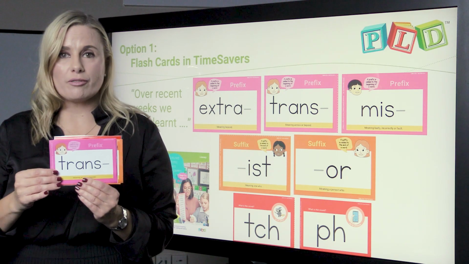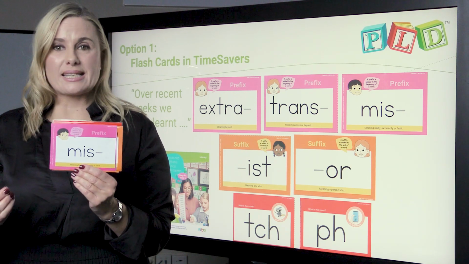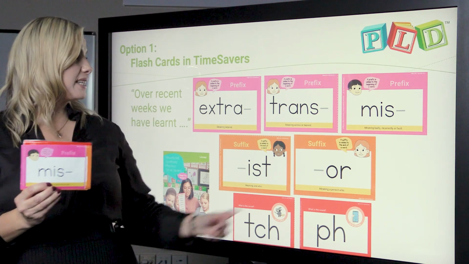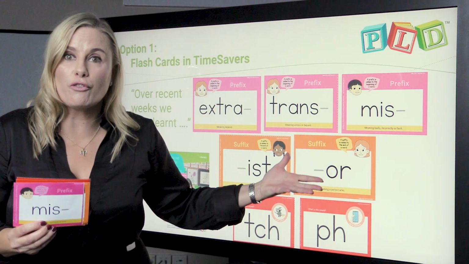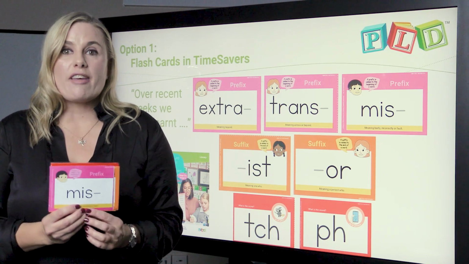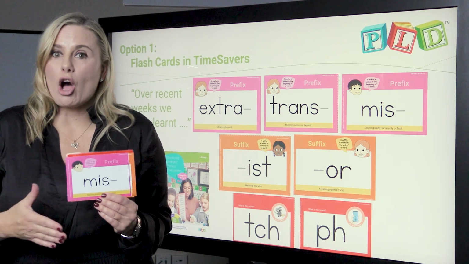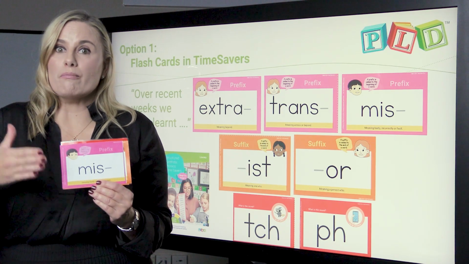We've also been learning the prefix mis. What does mis mean? Mis is to do something badly, incorrectly, or at fault. So if someone was up to a bit of mischief, they may be exhibiting some naughty behaviour. They are misbehaving. They're up to mischief.